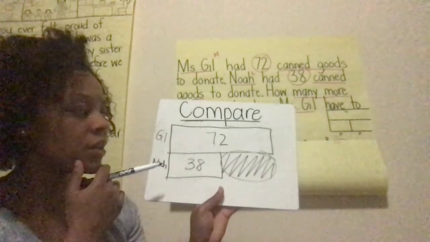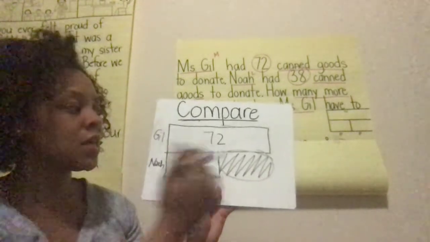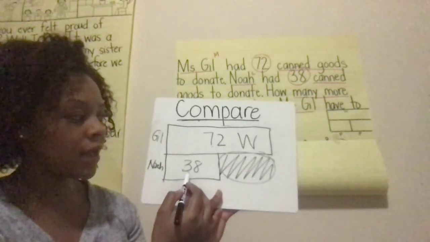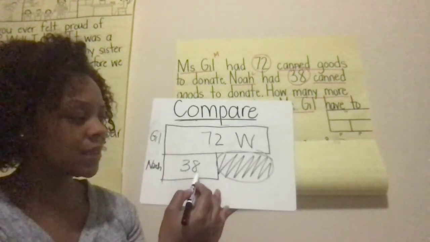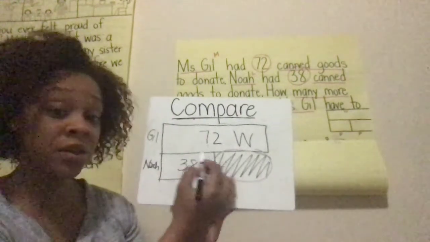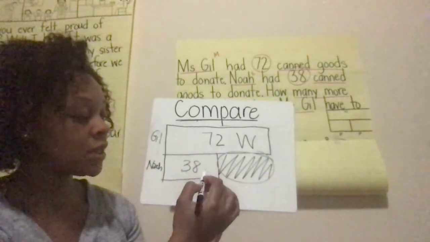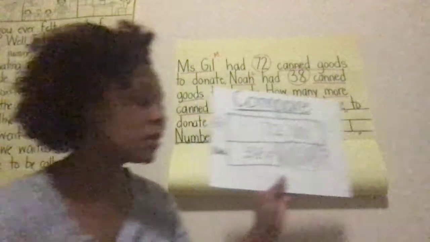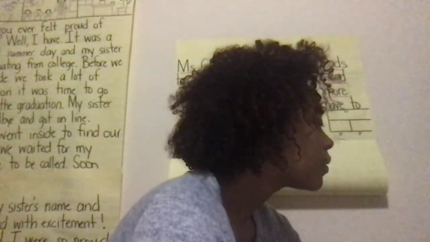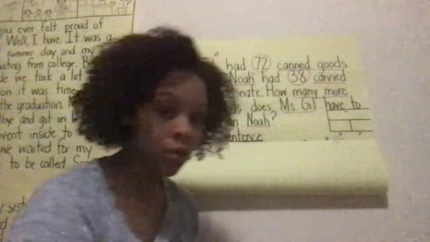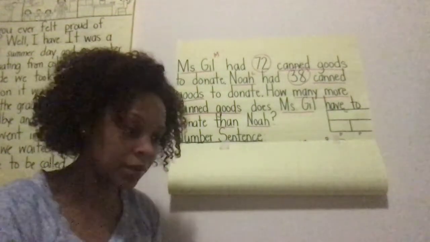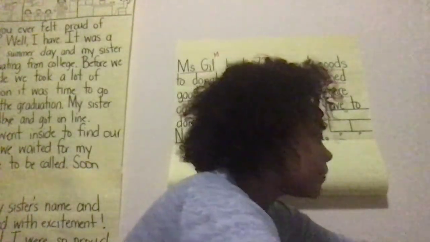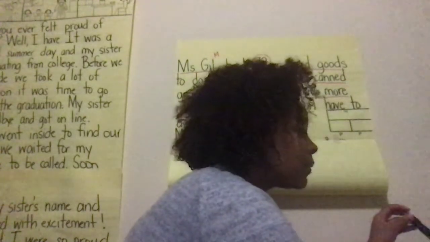38 is definitely the bigger number, so that makes me think 38 represents my whole. 38 makes up a part of 72. So that makes me think that 38 represents my part. So now, if I know my whole and I know my part, what number sentence do you think I should write that matches this story problem?